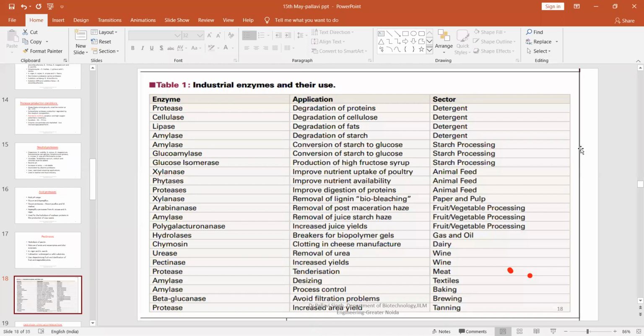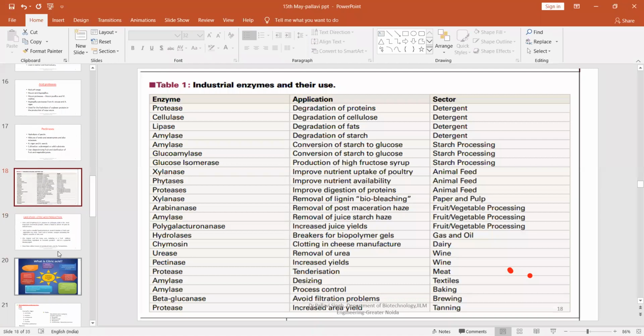Similarly, for the vegetable and food clarification, we can use pectinases and we can use arabinases, polygalacturonase. And in the gas and oil industry, we use hydrolases because they break down the complex polymers. So you can have a look from here at what the various enzymes are and what their applications are.